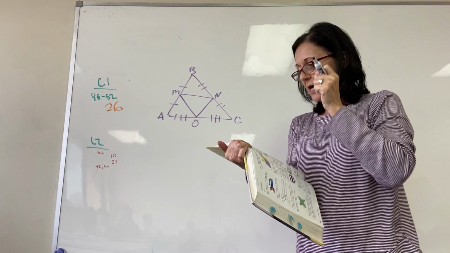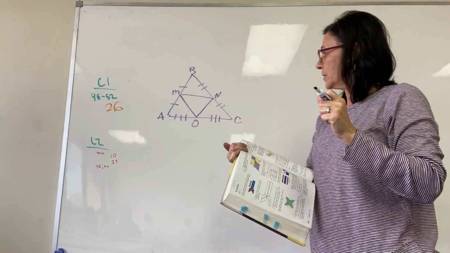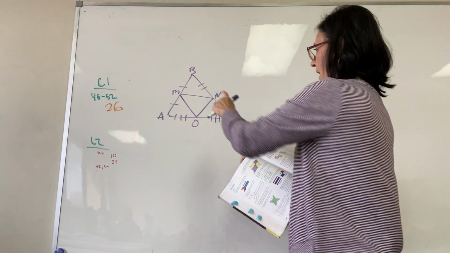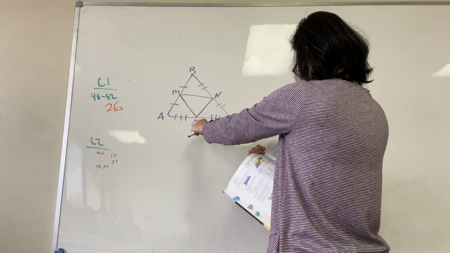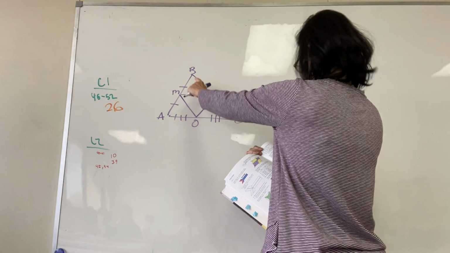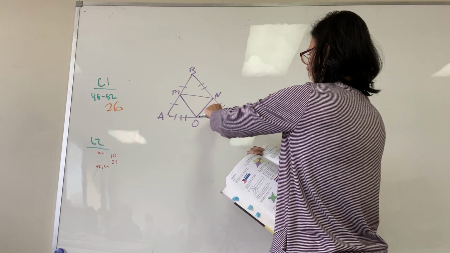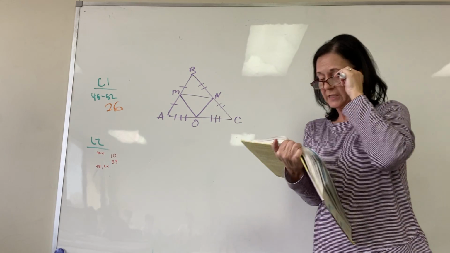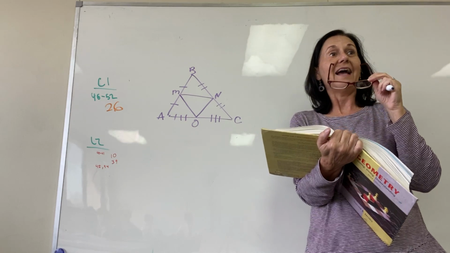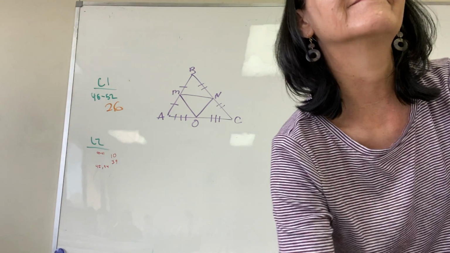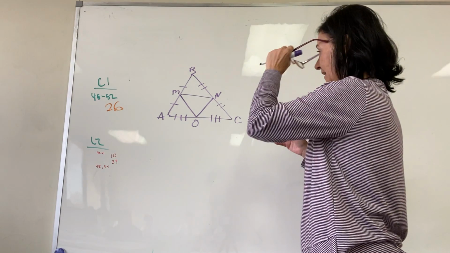Okay, so number 26 says, what two conclusions can you make about MNO, AMO, BMN, all of these smaller triangles, C and O. What conclusions can you make about them? Yes. They are congruent. Because, okay, look at this.